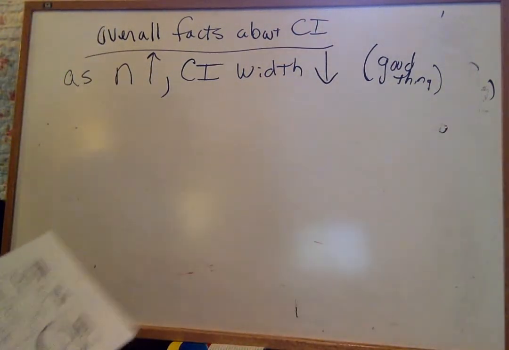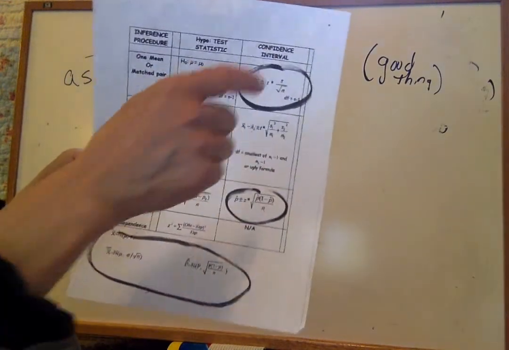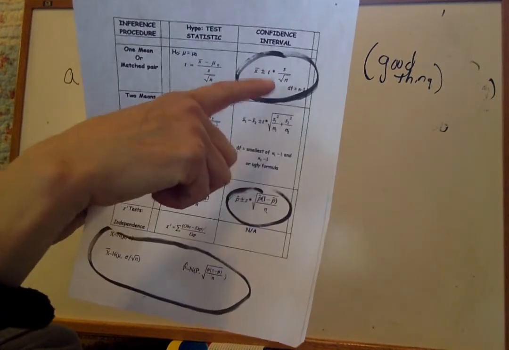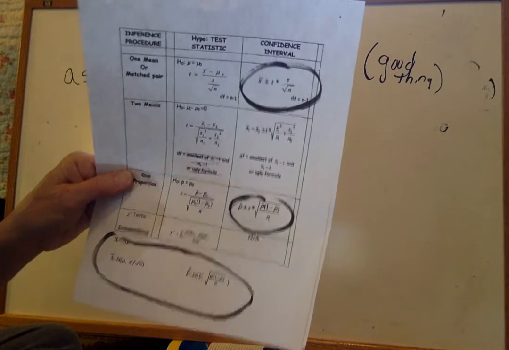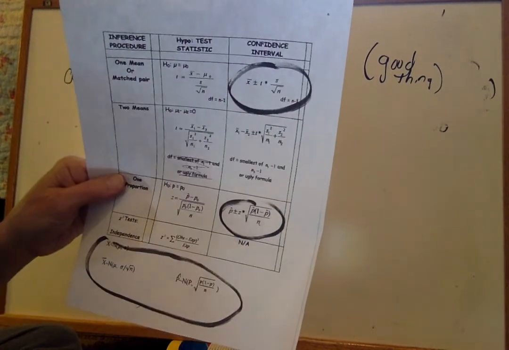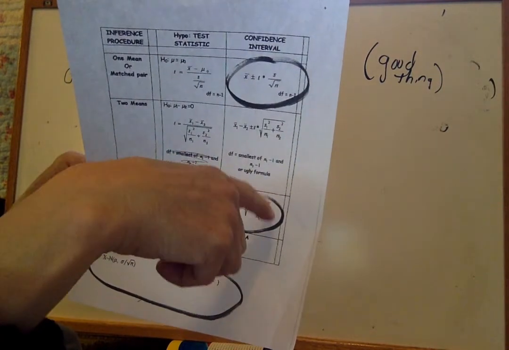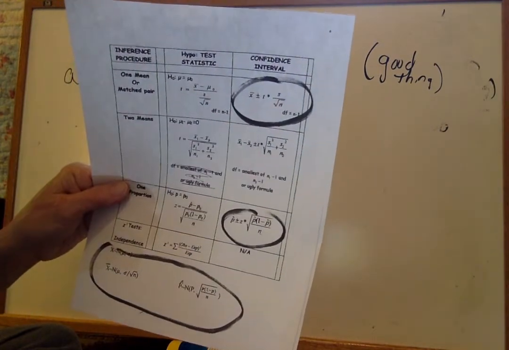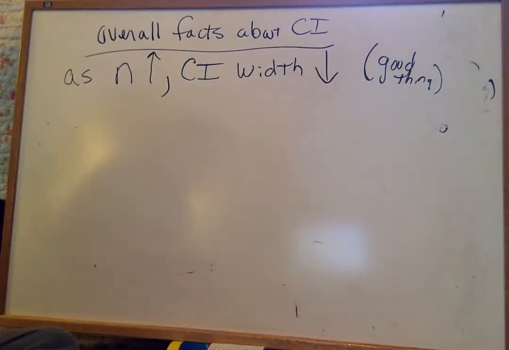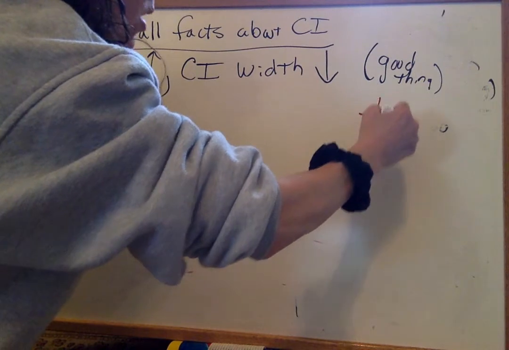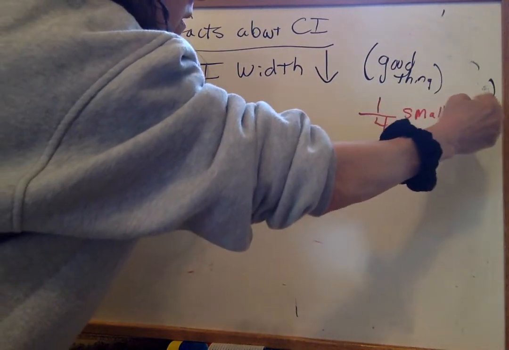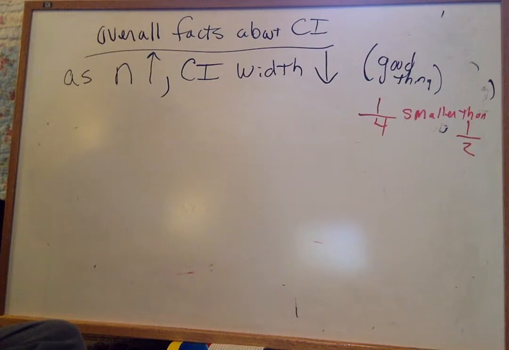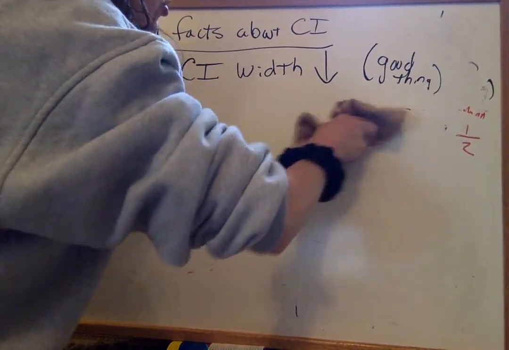Mathematically, as n increases, look at both of your formulas for confidence intervals that we've done so far. You see how the n is in the denominator? If you put a bigger number into the denominator of a fraction, the entire quantity gets smaller. And so now we're just plussing and minusing a smaller number. So it's making it tighter. Let me make sure that everybody understands that 1/4 is smaller than 1/2, right? As we make the denominator bigger, the entire quantity gets smaller. Okay, so that's one truth.